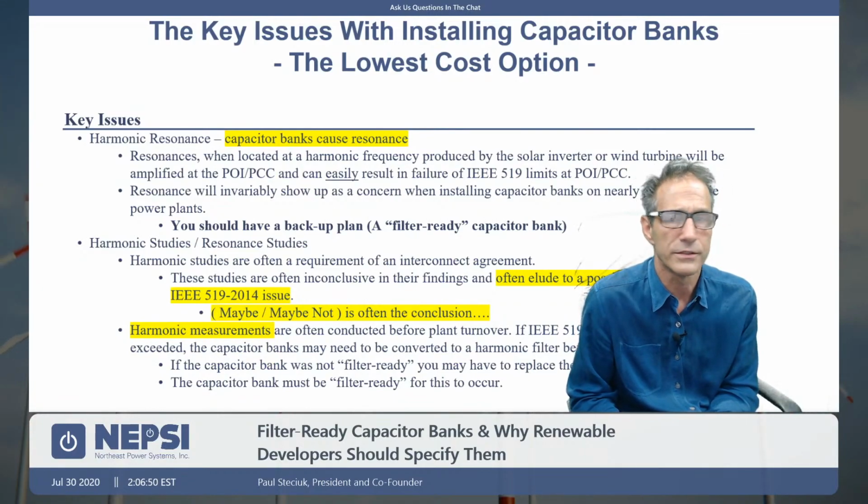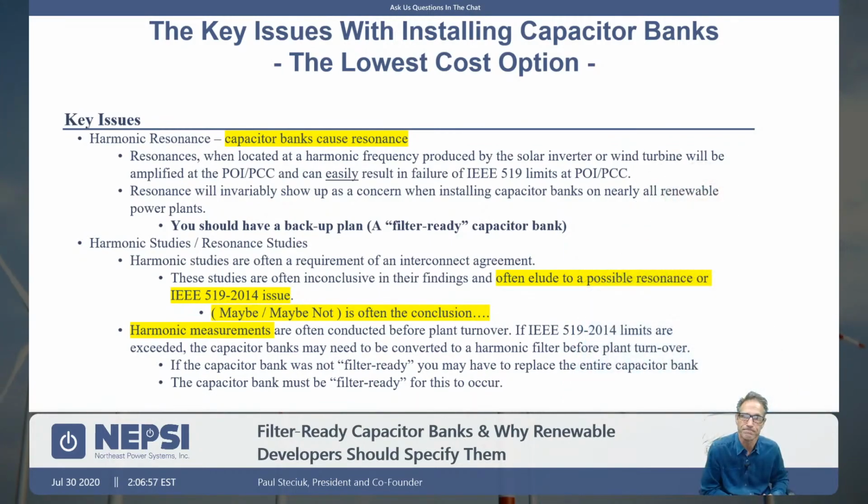When installing capacitor banks, there are some key issues, and one of those is resonance. You install a capacitor bank on the system, you have resonance. So just like on industrial systems, in the renewables area, resonance is a key concern when installing metal enclosed capacitor banks or even open air capacitor banks.